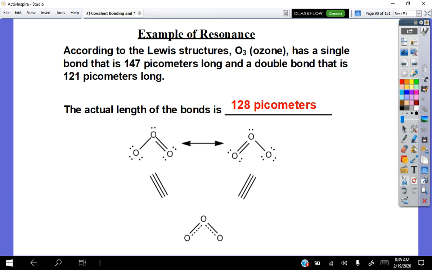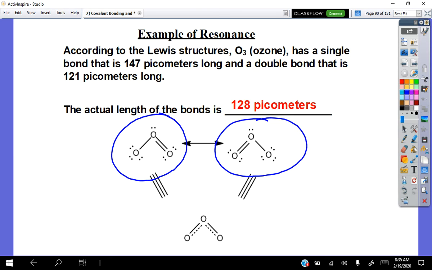When we talk about bond orders in an AP chemistry course, there's a way to quantify how much of a bond belongs to a certain atom. But in this case, we just need to know that when we go to draw these molecules, there are multiple ways to represent them.